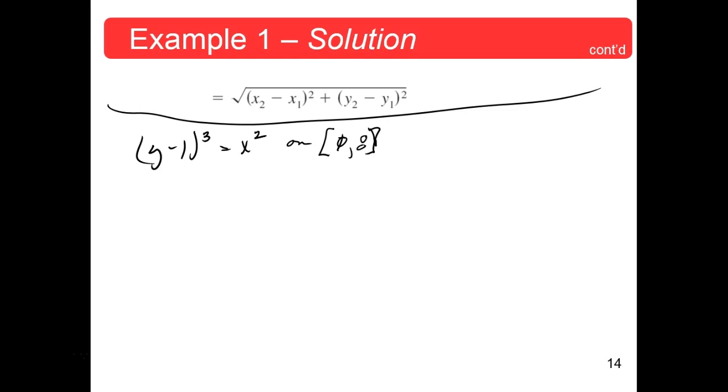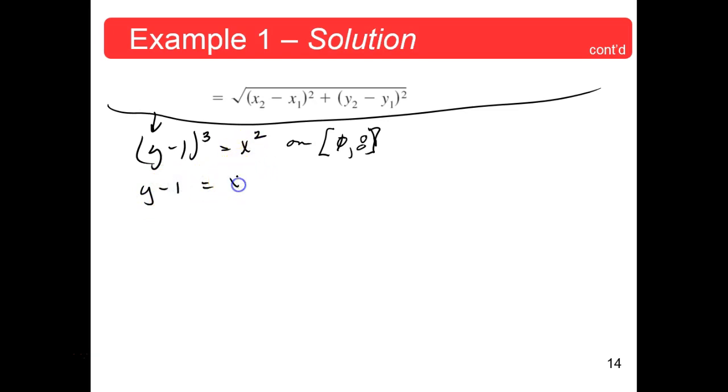Okay. What an incredibly great looking function this is, because you have cubes and squares of different variables and stuff. And since we're doing an interval 0 to 8, let's just assume we're going to do dx's. The x is going from 0 to 8. So let's get y as a function of x. So what would be the first thing you would do? We're going to try to solve for y. Cube root, exactly. Y minus 1 is equal to the cube root of x squared.